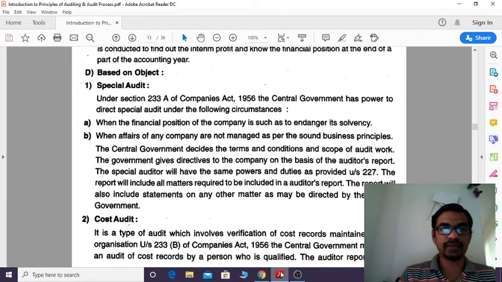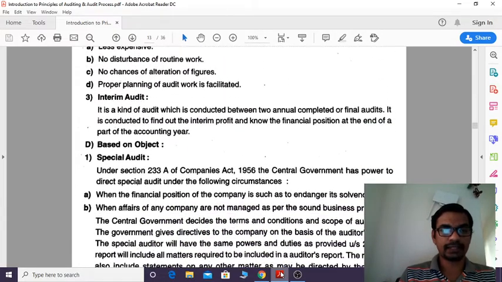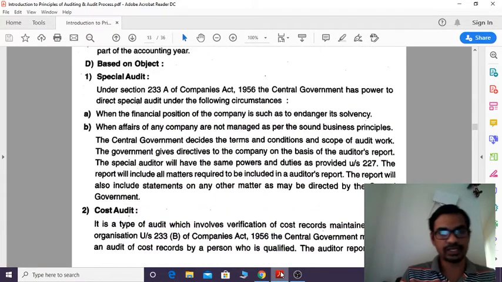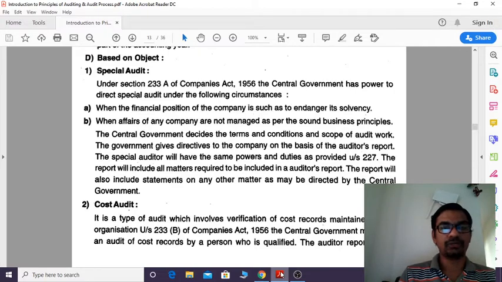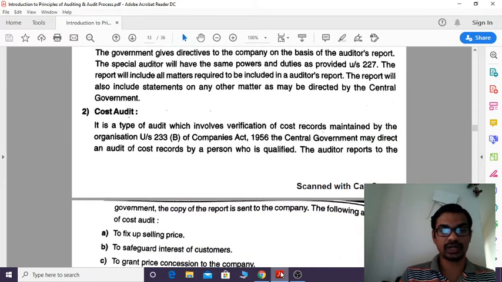The next one is based on object. Okay, next type, based on object. Under that, the first one is what? Special audit. Under section 233A of the Companies Act 1956, the central government has power to direct a special audit under the following circumstances. Number one, when the financial position of the company is such as to endanger its solvency, and when the affairs of any company are not managed as per sound business principles. In such conditions, the central government has the power to direct a special audit, and the audit conducted is called the special audit.